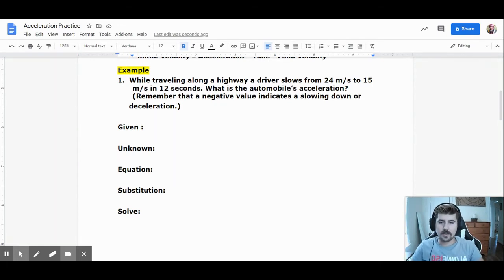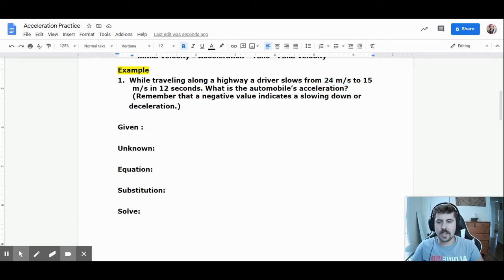So in the problem, we've got: while traveling along a highway, a driver slows from 24 meters per second to 15 meters per second in 12 seconds. What is the automobile's acceleration? So what we have given to us is the two velocities. So we've got 24 meters per second and 15 meters per second.